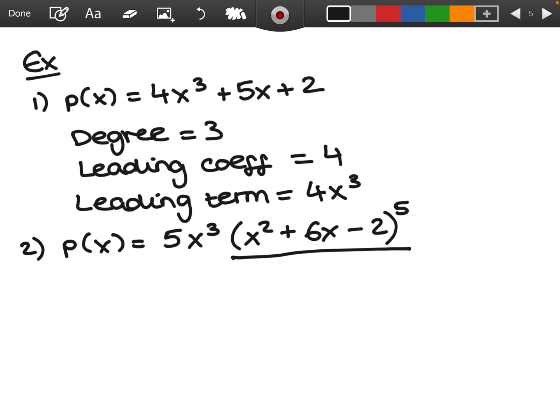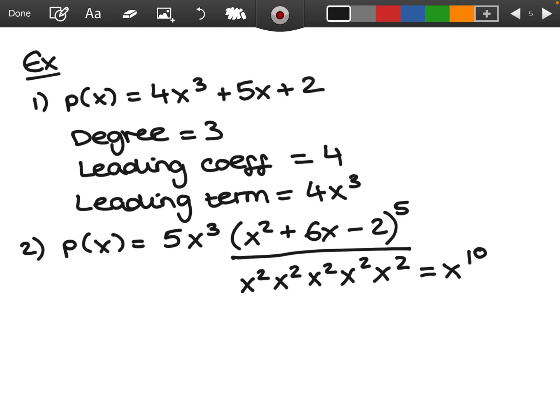Every other x term, x to the power of something, is going to have a lower power than that, because we will have multiplied x squared by something of a lower power. So the highest power of x that I can possibly get in this end part here is by multiplying x squared by itself 5 times. So if I do x squared times x squared times x squared times x squared times x squared, I add the powers together and that would be x to the 10.